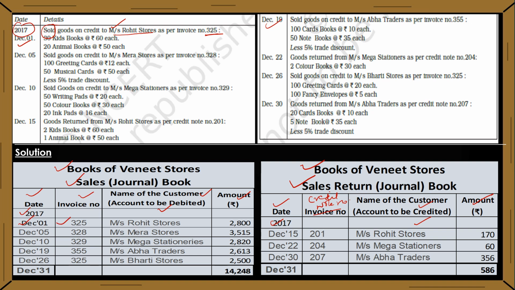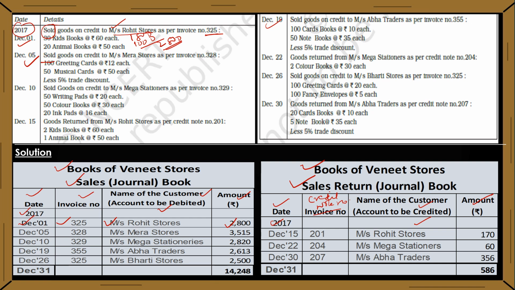Invoice number is 325 and name of the customer is Messrs. Rohit Store. Amount is 30 kids books at 60 each, 1800. 20 annual books at 50 each, 20 into 50 is 1000. So total of 2800 should be taken to Messrs. Rohit Stores.